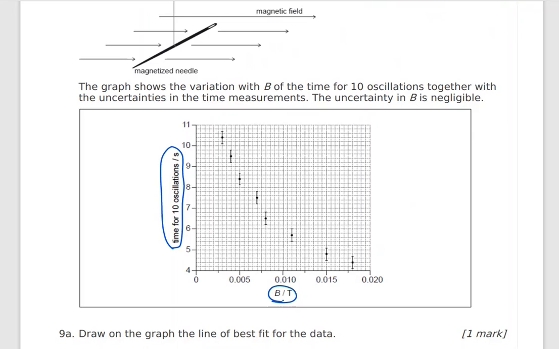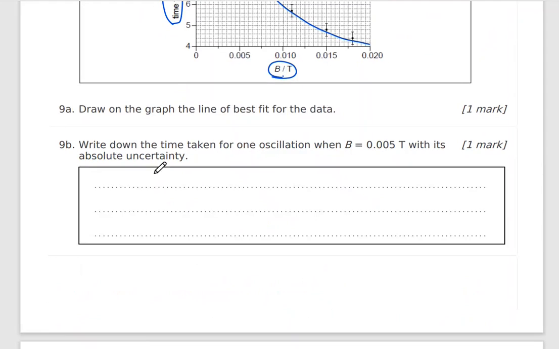Now the question is, draw on the graph the line of best fit for the data. The line of best fit does not necessarily have to be a straight line, but it should pass through or touch all the error bars. So you draw a smooth line that touches all the error bars. Now, write down the time taken for one oscillation when B equals 0.005 Tesla, T being the unit, Tesla, for the magnetic field, with the absolute uncertainty.